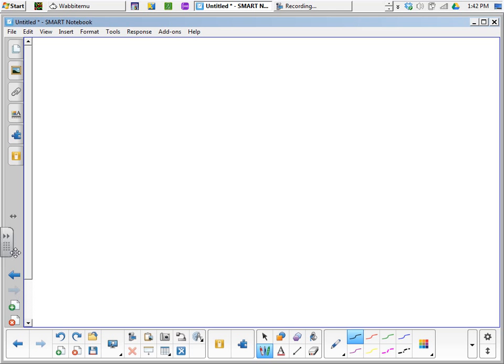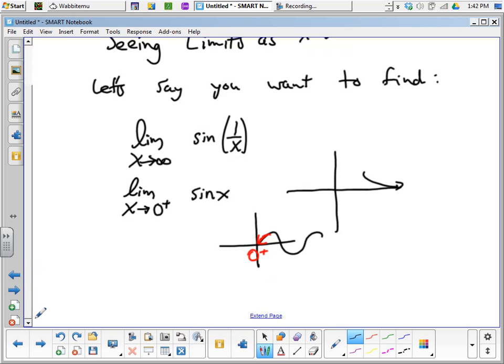Go back to that page. We will get a chance to use this again sometime. But what I did was I changed the 1 over x to just x, and then I changed infinity to 0 plus. These are the same exact question, believe it or not. They're the same question. And I prefer the second one because I understand it better.